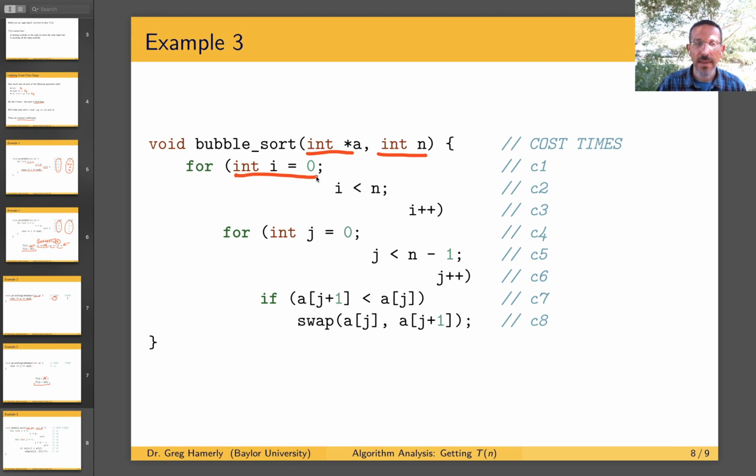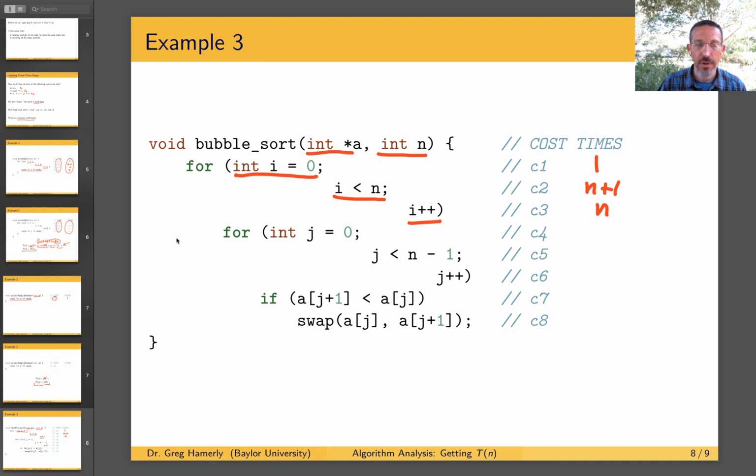We're going to allocate this one time. We're going to make this comparison, like we saw before, n plus 1 times, because i is going to start at 0, it's going to finish at n, and we're going to make a comparison for each of those values, 0 through n. So we're going to make n plus 1 comparisons. i++ is going to happen n times because we have to move from 0 to n, and we have to increment i n times to do that.